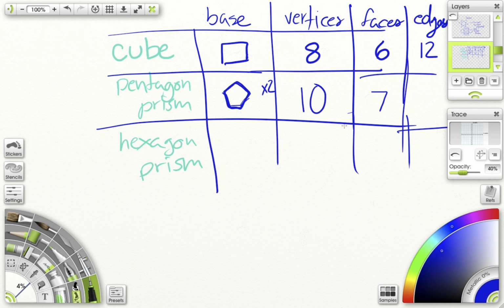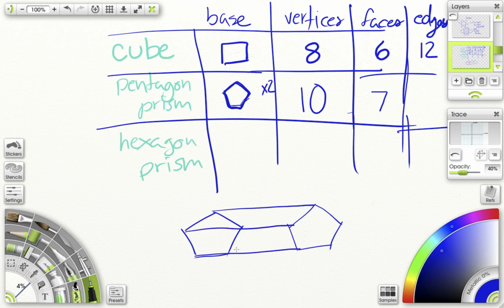For edges, this is where it gets a little bit crazy, because for a pentagon, there's 1, 2, 3, 4, 5 sides per pentagon. There's 2 pentagons. And then there's all the rectangles that go in between. So 1, 2, 3, 4, 5. There are 1, 2, 3, 4, 5, 6, 7, 8, 9, 10, 15 edges to a pentagon-based prism. For a cube, there is 12.